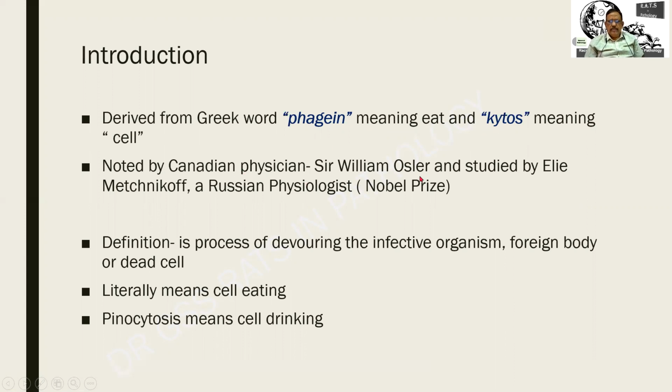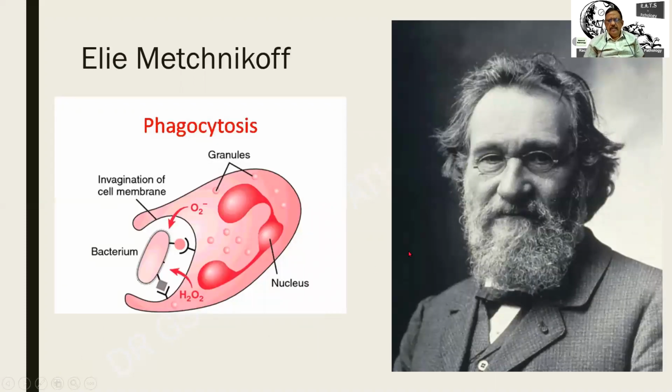The term was first noted by Sir William Osler, a very great physician, and later on it was studied in detail by Mechnikov, for which he was awarded the Nobel Prize. Definition: it is the process of devouring an infective organism, foreign body, or a dead cell and digesting it. Phagocytosis literally means cell eating, whereas pinocytosis means cell drinking. This Mechnikov was awarded the Nobel Prize for a simple discovery on phagocytosis.